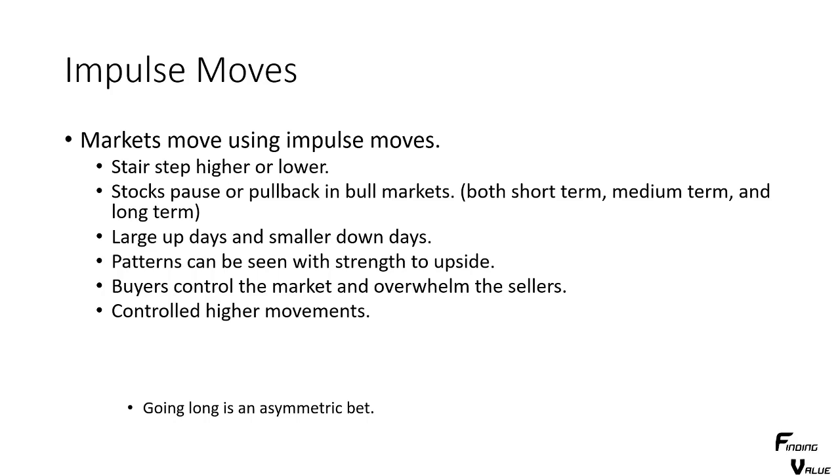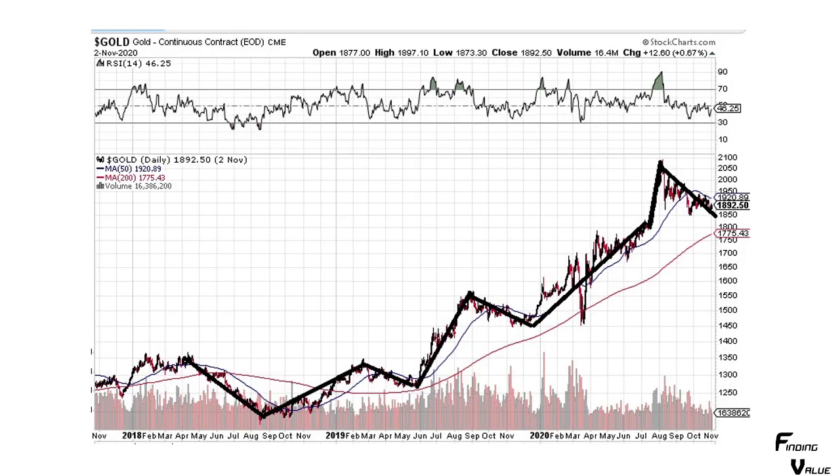Keep in mind that going long is an asymmetric bet. When you short a stock, that is a symmetrical bet. Just an FYI. So here's gold. This is the price of gold. And over the past couple of years, this is 2018 till 2020, you can see this pullback up, this stair-stepping type of pattern.